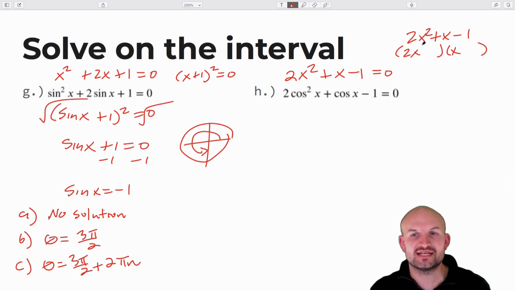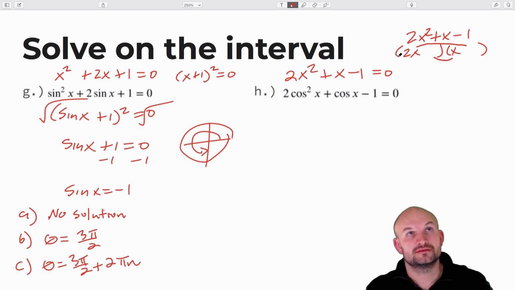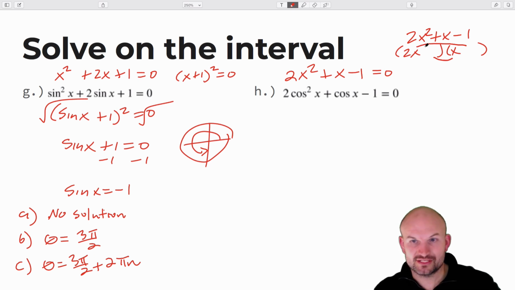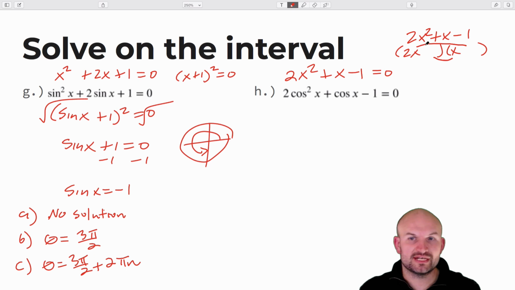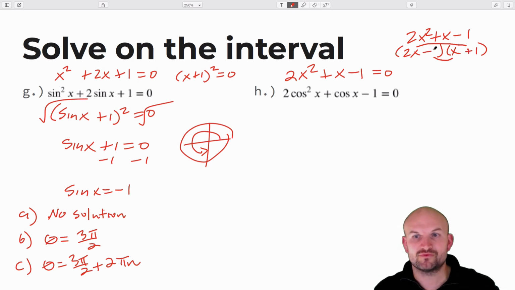If the middle term's positive, that means the sign of my product. So I have two products, the outer and the inner: the 2x times this number and the x times this number. Whichever one is larger, which is going to be this one, needs to be positive. That means I need to multiply that by +1 and that by -1.